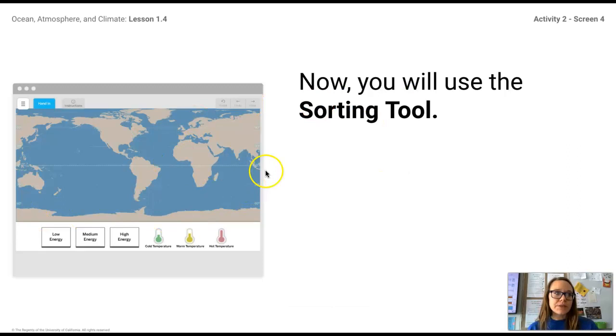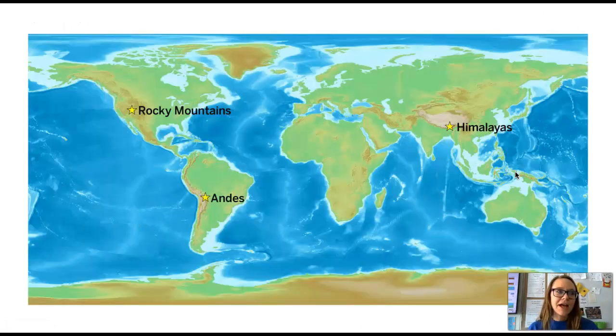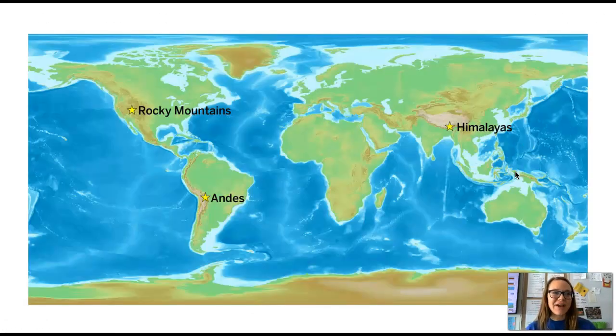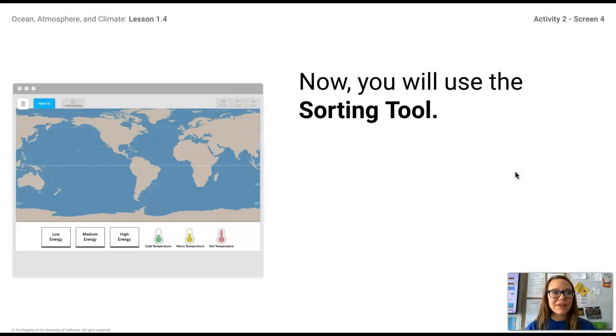So now you're going to use your sorting tool to begin. I'm sorry, my screen keeps skipping around. We can see that the mountains are in these areas with these circles. So the Rocky Mountains, the Andes Mountains, and the Himalayas. And that is going to give us some information about what's happening in those areas, which is why the temperatures would be different or be represented differently. You're going to be using the sorting tool in just a moment to identify different places on the map and to look at these areas that use energy and these areas of temperatures here.